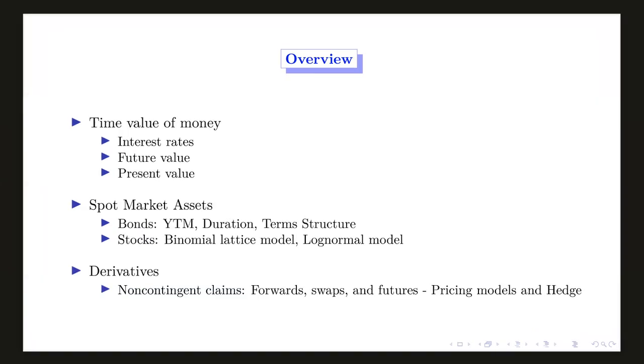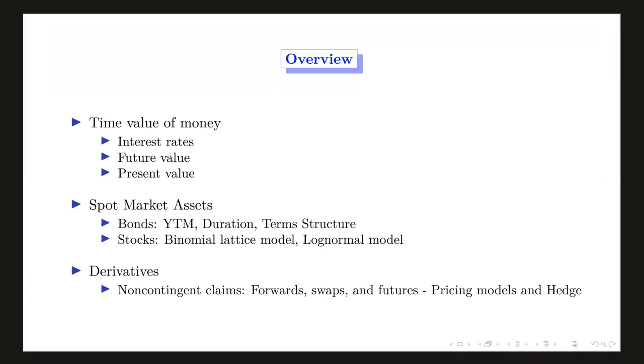Then we went into the derivatives. Again, derivatives can be classified into two types. One is contingent claims and another one is non-contingent claims. We covered non-contingent claims, in which we studied in detail forwards, swaps, and futures. We also studied their pricing models and some hedging strategies. Mainly the pricing models are based on the no arbitrage principle. So this is what we covered in the first part of our course.